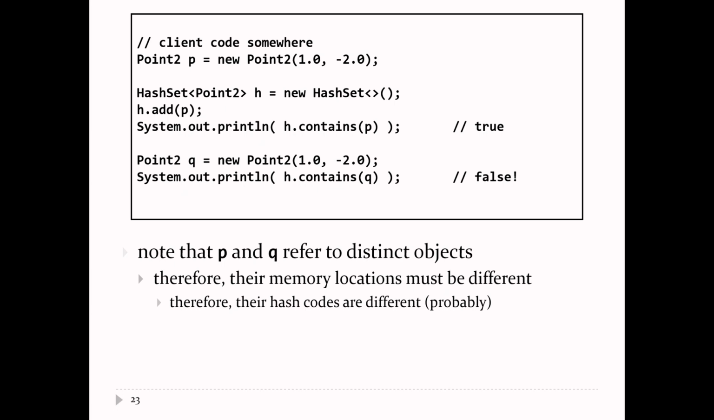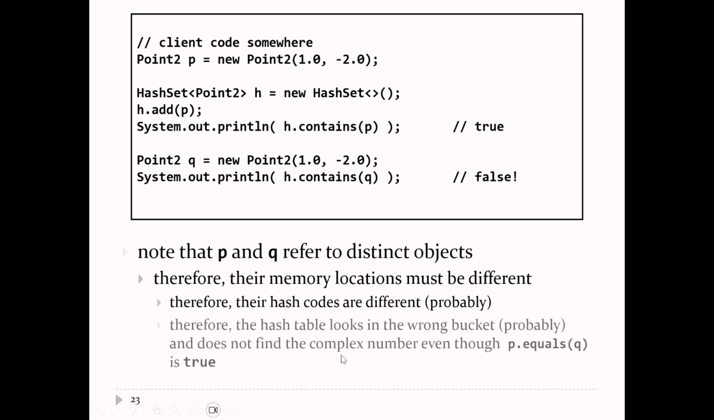The virtual machine can probably only map 2 to the 64 different memory addresses. But there are many more memory addresses than there are unique hash codes. So there's no guarantee that the hash codes are different here, but they almost certainly are. And so that means the hash table almost certainly looks in the wrong bucket, and it doesn't find the object. Forget complex number, this is a copy and paste error. So it doesn't find the object even though P equals Q is true.